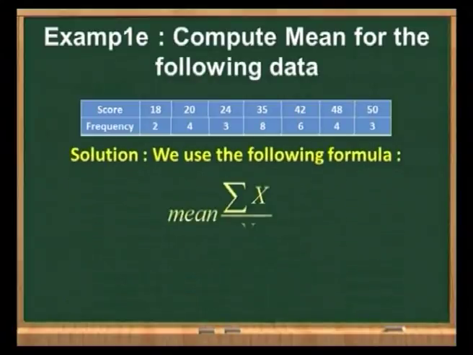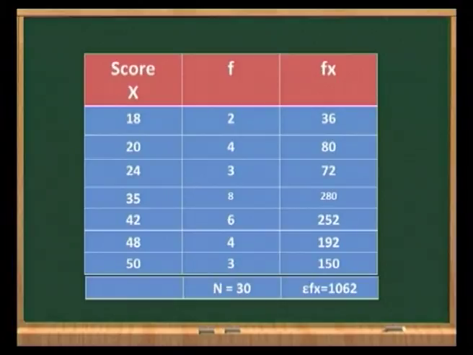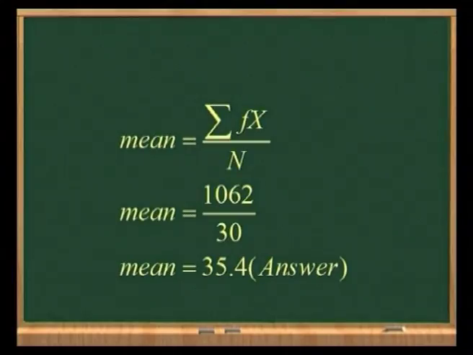It is calculated by the formula mean is equal to sigma fx by n, where x is the individual score, f is the frequency and n is sigma f, that is, the total number of cases or frequencies. So, by substituting the values in the formula, the mean for the scores is 35.4.